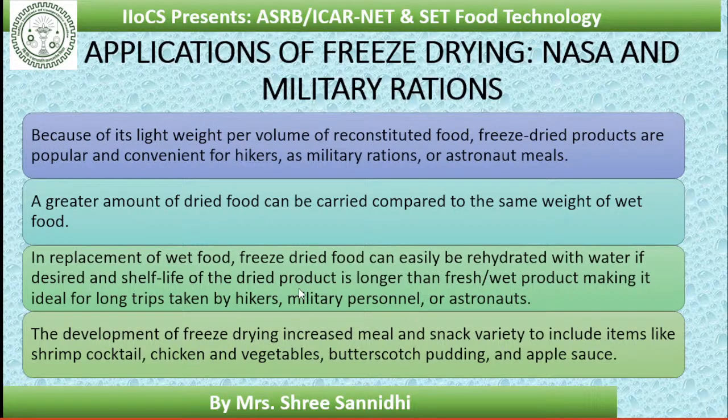So the main thing here is the rehydration capacity is very good. The final product, when you rehydrate, it gives the feel of the fresh product itself, and also it is very light to carry. The development of freeze drying increased meal and snack variety to include items like shrimp cocktail, chicken and vegetables, butterscotch pudding and apple sauce. So a variety of foods can be freeze dried, and they can be provided for military rations as well as astronauts.